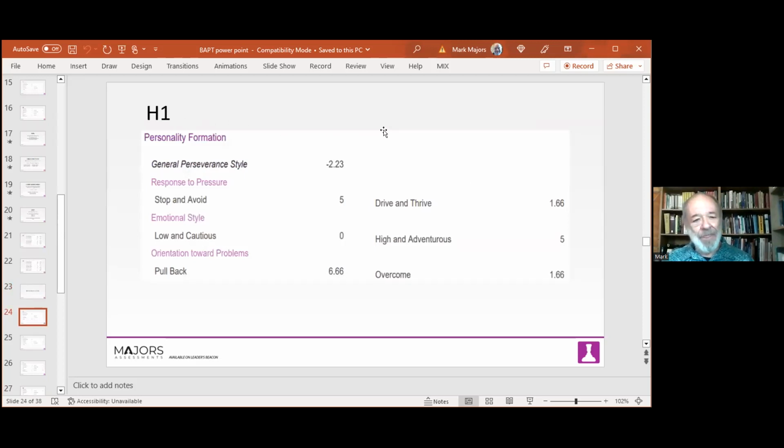Holly is a fascinating person. Looking at her personality formations, her general perseverance style is kind of low. She's into stop and avoid. She doesn't care much for pressure, and she really doesn't care a lot for problems either, but her emotional style is high and adventurous. She's an introvert feeling type.